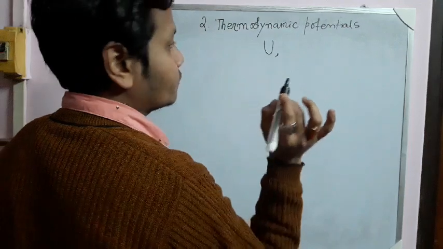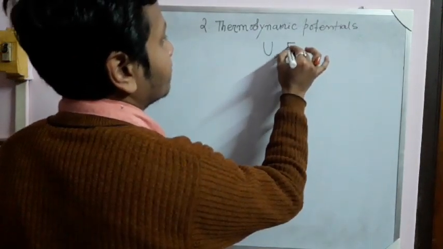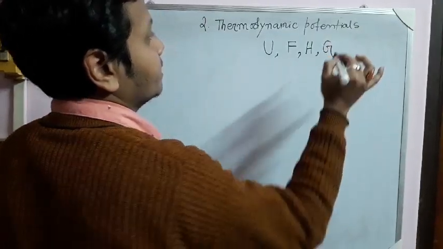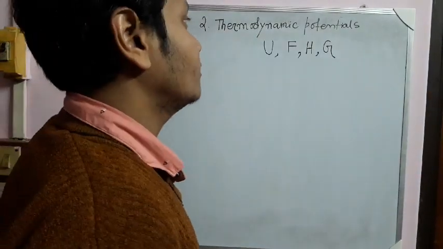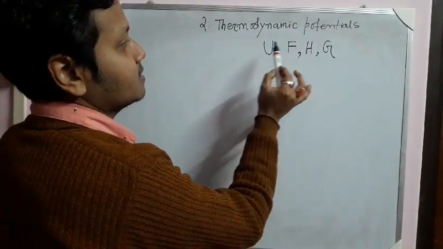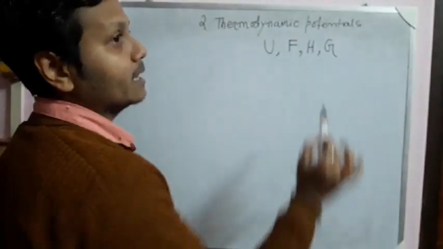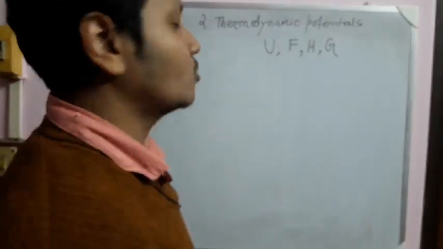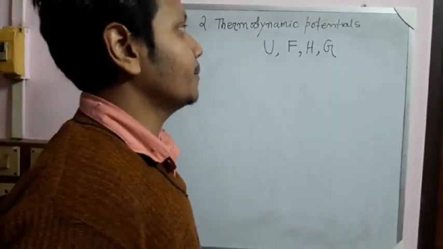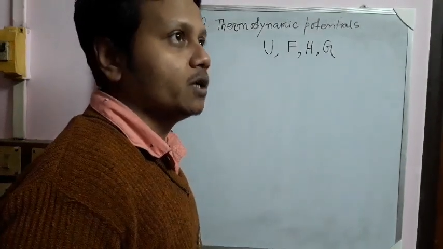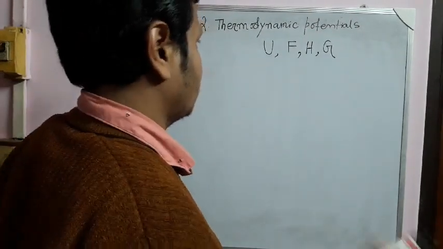These are internal energy U, Helmholtz free energy, which we can write as capital F, enthalpy capital H, and Gibbs potential. These four are known as the thermodynamic potentials. This is internal energy, this is Helmholtz free energy, this is enthalpy or total heat, and this is the Gibbs free energy. Why they are called so, I will tell later.